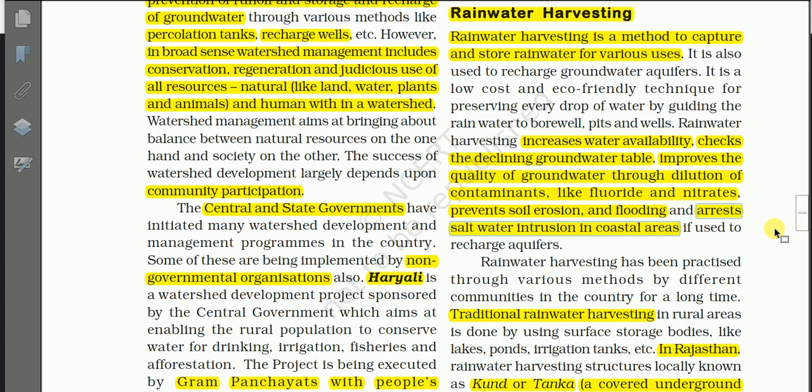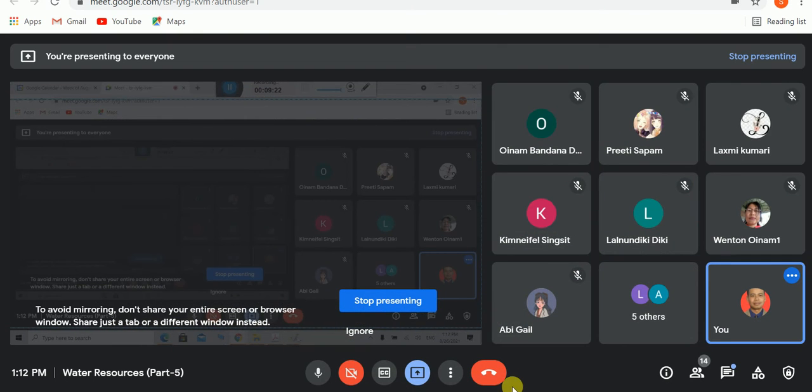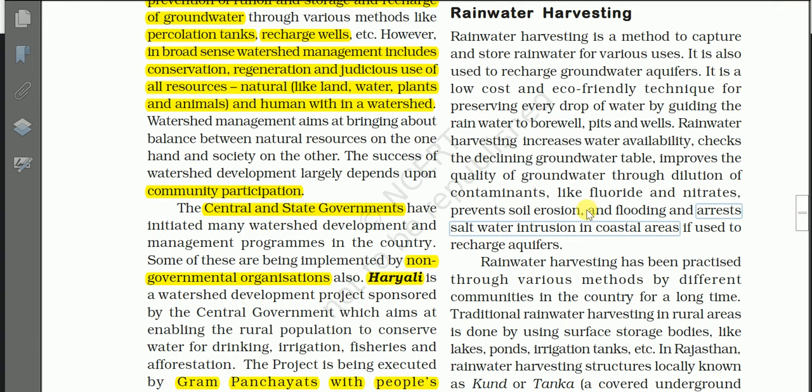Boys and girls, are you clear? Any question? Yes? Are you clear? Yes, sir. Okay. Actually today we have poor connectivity, internet speed is low.